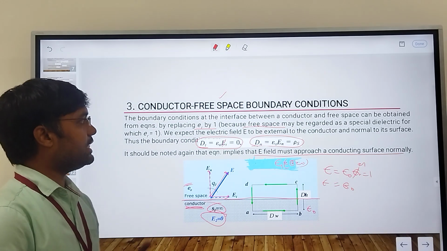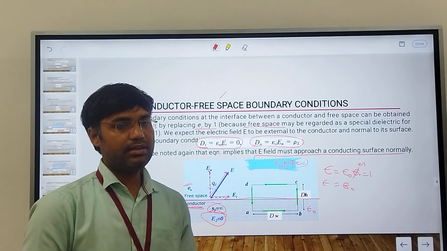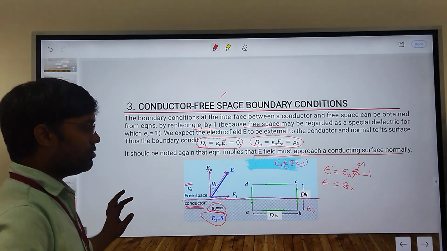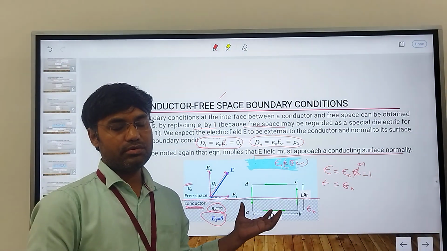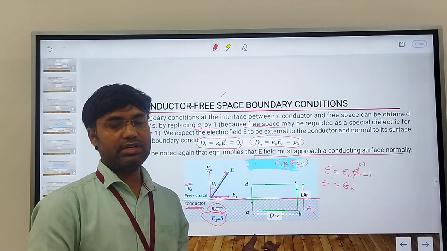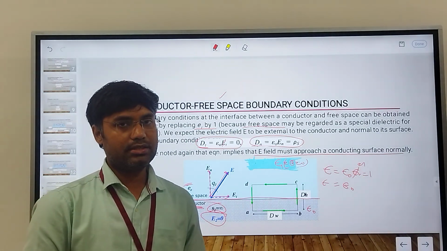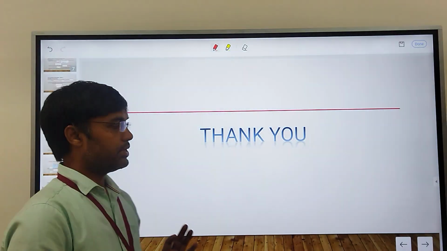So these are the three boundary conditions for the electrostatic field. We can solve numerical problems to calculate these values or to satisfy these boundary conditions. So this was the electrostatic field in electromagnetic theory. Okay, thank you.